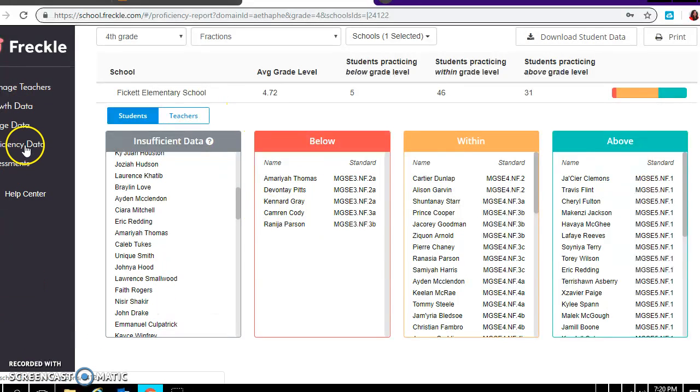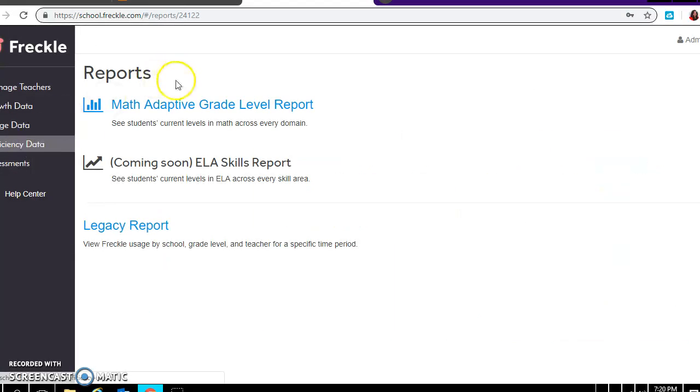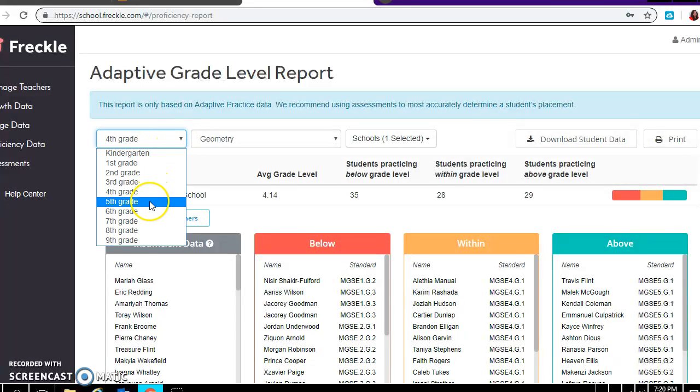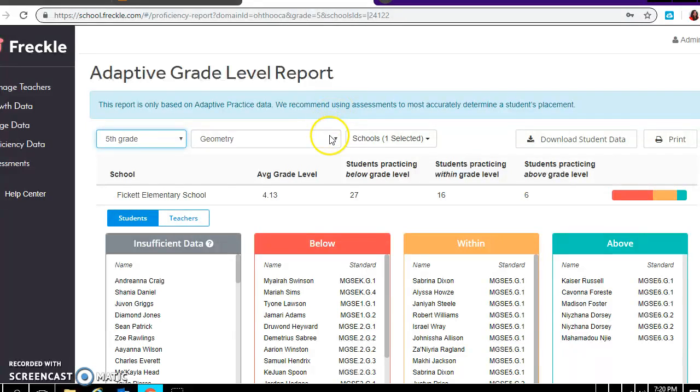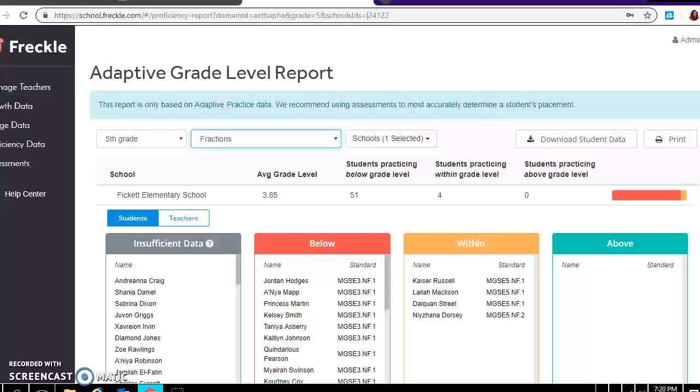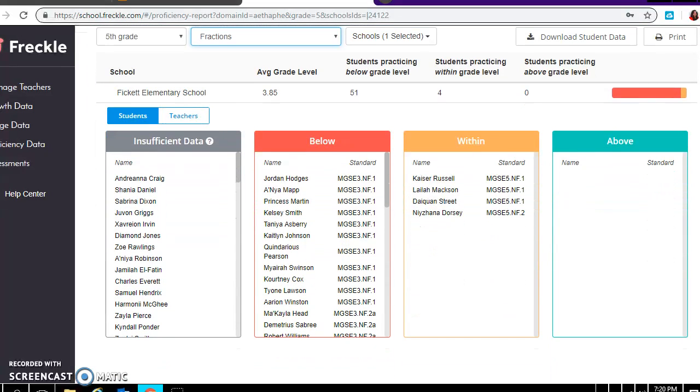Once again, you go to proficiency data, math adaptive grade level. Then you choose your domain and your grade. So if you want to look at fifth grade, you go to fifth grade, and their highest content weight is fractions as well. And you'll see exactly where the students are performing.